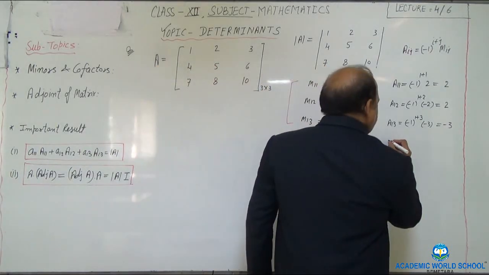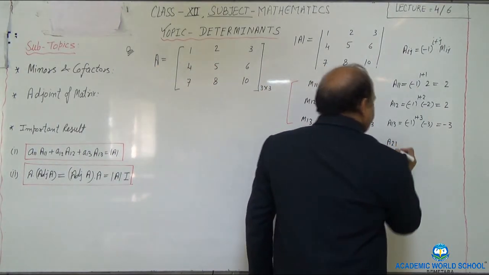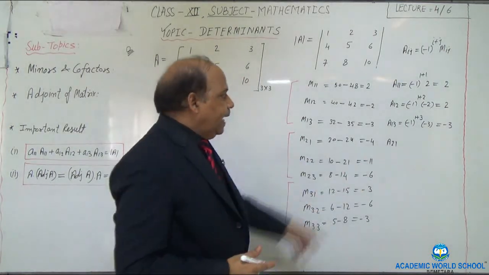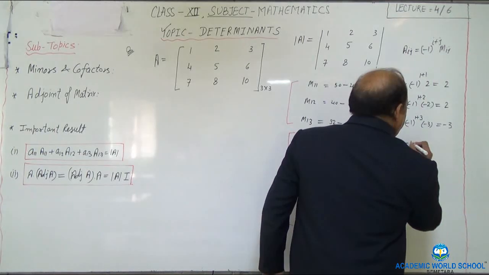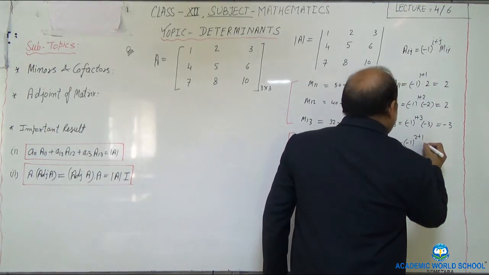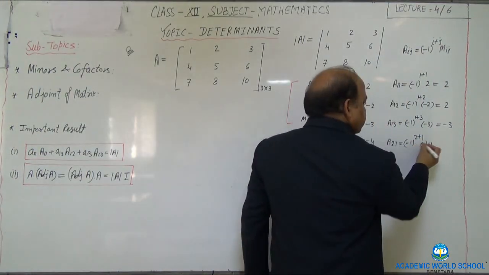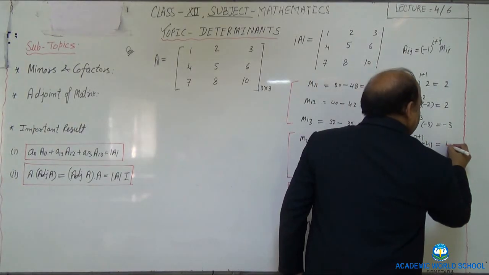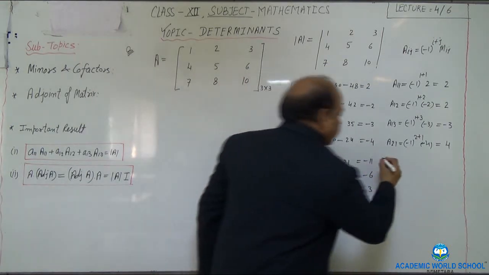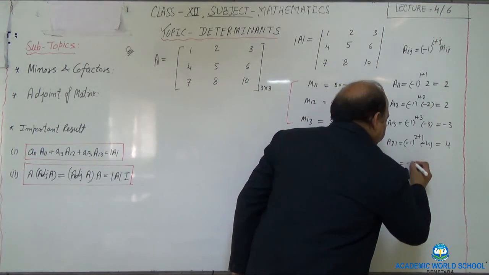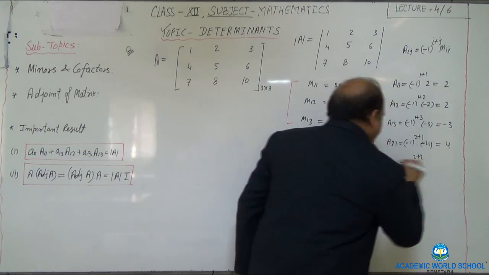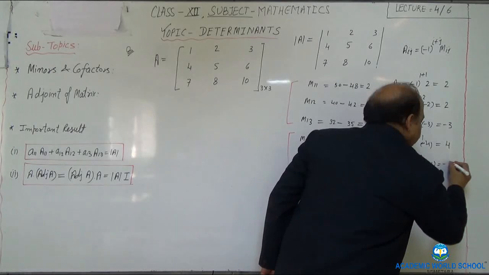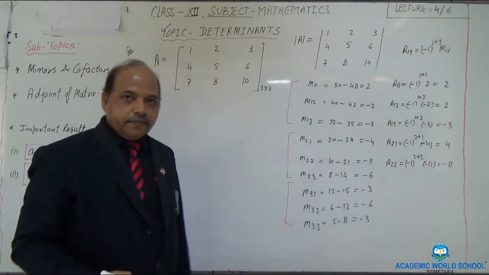Now come back to the next one, A21. Now we are starting to find the cofactors of elements of the second row. A21 is equal to minus 1 to the power 2 plus 1, and the minor is minus 4. You can see this is odd, it will become minus, minus minus gives you plus, therefore it becomes 4. Similarly, A22, minus 1 to the power 2 plus 2, and the minor is minus 11. This is an even number, so it remains minus 11.